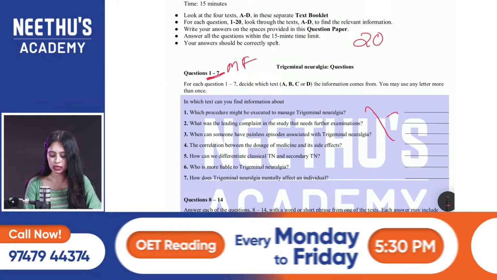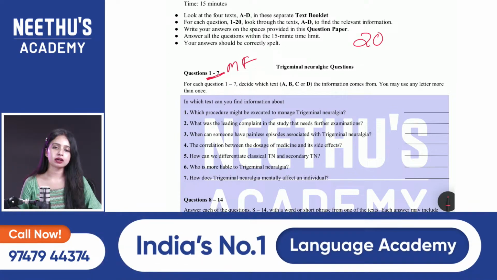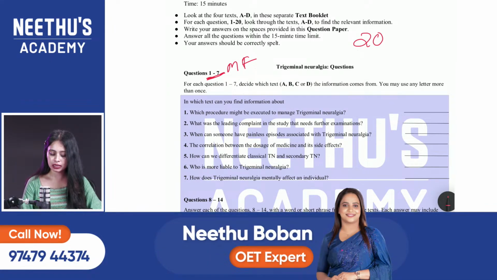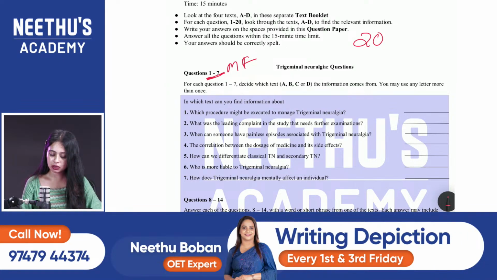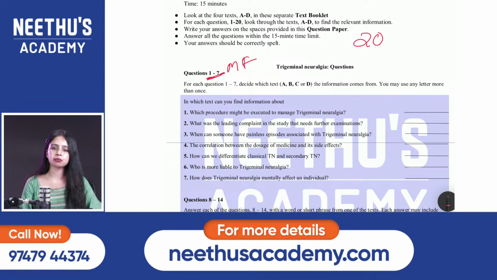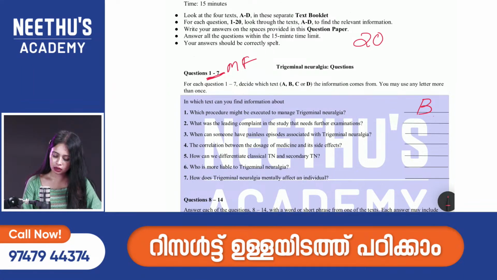It's not like the usual match the following. They mean that you can find the answer from a text. Don't write the answer there, please write the text. For example, which procedure might be executed to manage trigeminal neuralgia? Maybe the answer is from B. If it is from B, you can mark it there, B. Second question, if it is from C, you can mark it C.